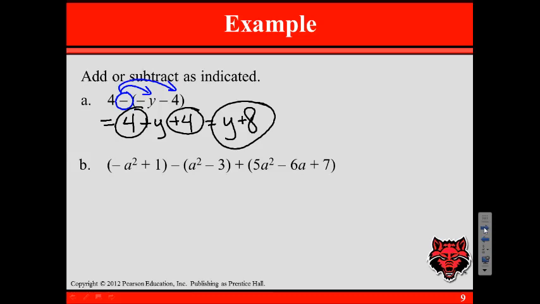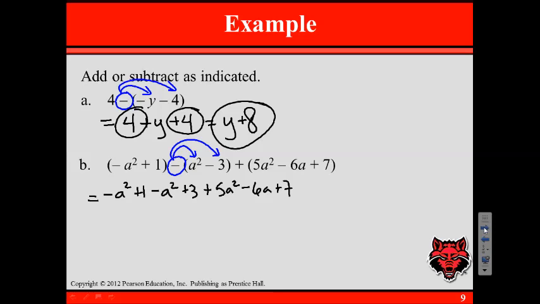In the second example, we have 3 polynomials, and we are doing both addition and subtraction. In this particular case, we just need to make sure that the minus sign goes to the polynomial that's being subtracted. Then all parentheses will fall off, and we will combine like terms. So this will become negative a squared plus 1 minus a squared plus 3 plus 5a squared minus 6a plus 7.